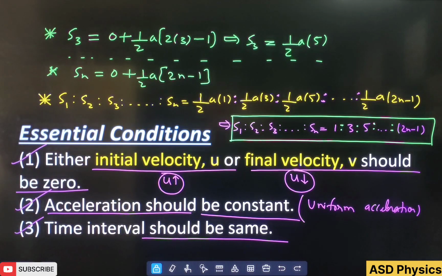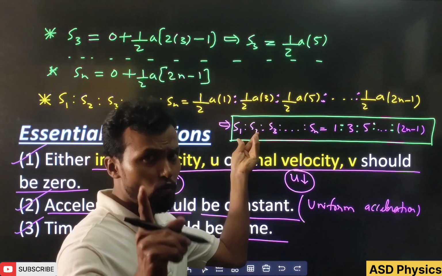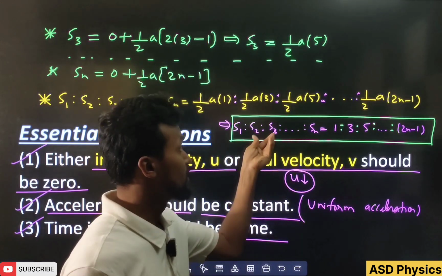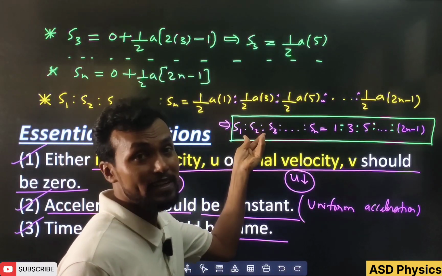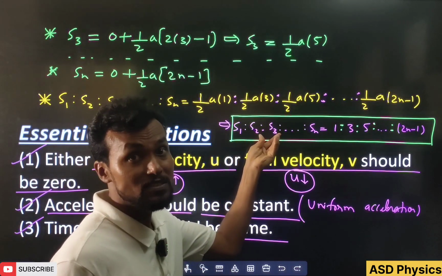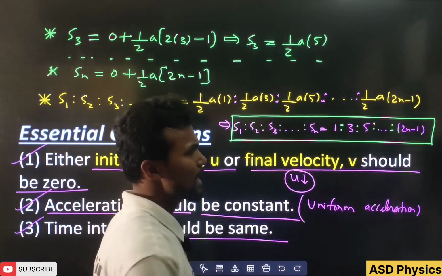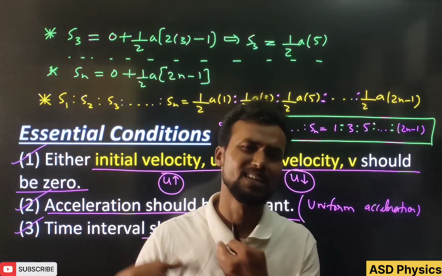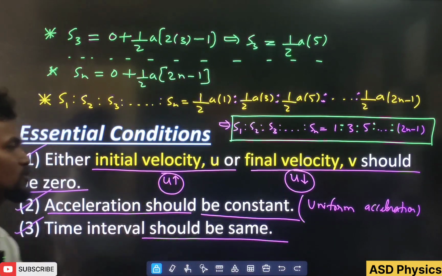What should be same? The time interval should be same. Why? Because first second means time interval 1 second, 0 to 1. Second means time interval 1 second, 1 to 2. Third second means 2 to 3, 4th second means 3 to 4. So here the time interval is fixed at 1 second. Just like that, the time interval can be fixed at 2 seconds, 3 seconds, 4 seconds, that we are going to see here. But remember that the time interval should be same.